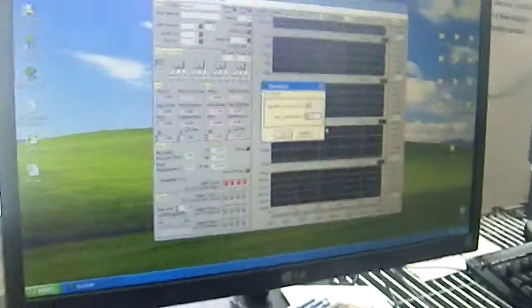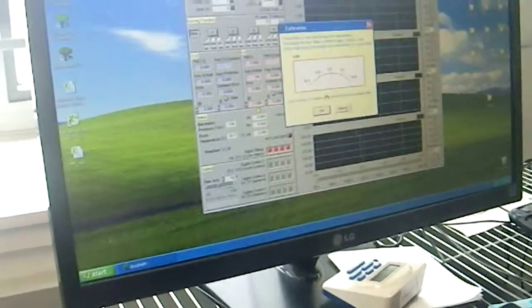Here's what I convert for you. 20.7. 20.7? Yep. Okay. Good? Yeah. So you enter those numbers in, hit OK.